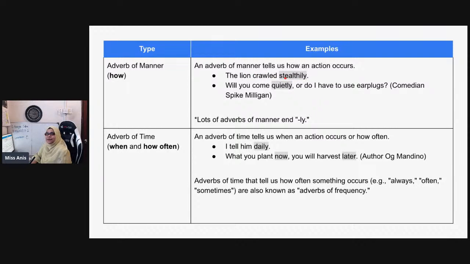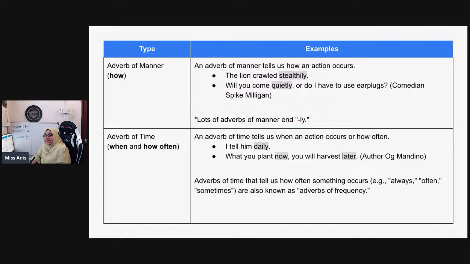Okay, so here the lion crawls stealthily. So maksudnya dia buat dengan senyap. And then you see here ly. And then, will you come quietly or do I have to use earplugs? So here ini ayat comedian Spike Milligan lah. Maksudnya ni dialog yang dia pakai. So here, will you come quietly or do I have to use earplugs? Maksudnya kau nak datang sini senyap-senyap ke ataupun aku nak kena pakai earplug?